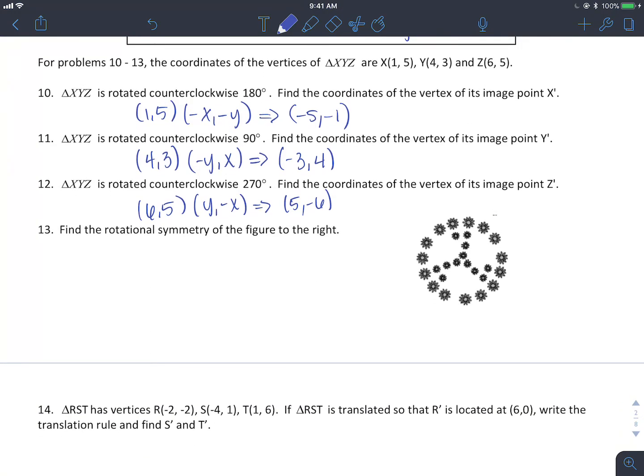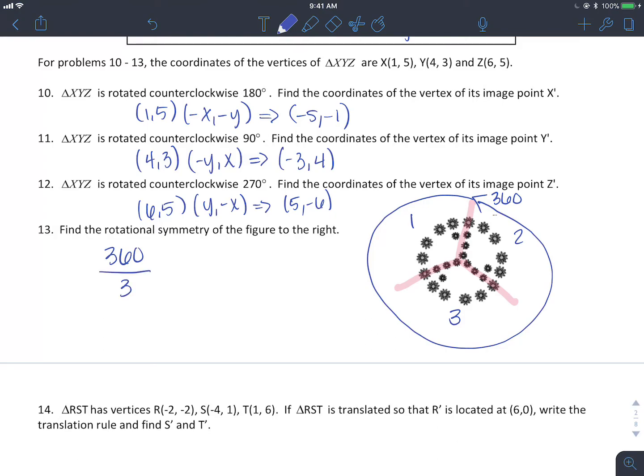All right, rotational symmetry. So we can break this into 3 congruent parts, 1, 2, and 3. So we're going to look at a total rotation of 360. If we divide 360 into 3 parts, then we're going to get a rotational symmetry of 120 degrees.